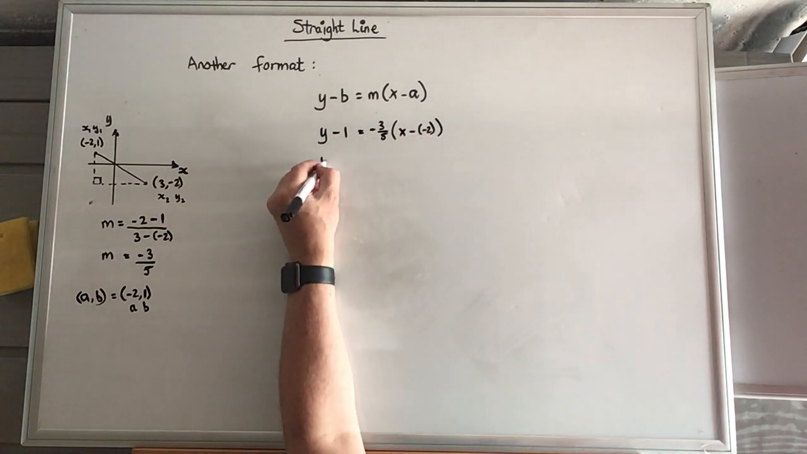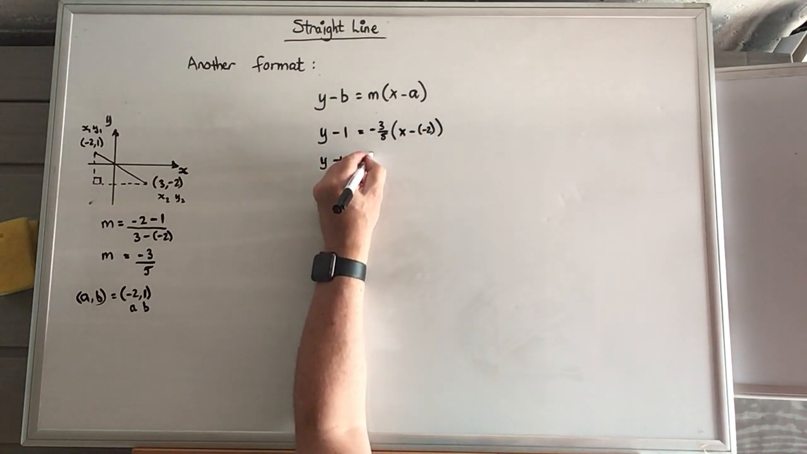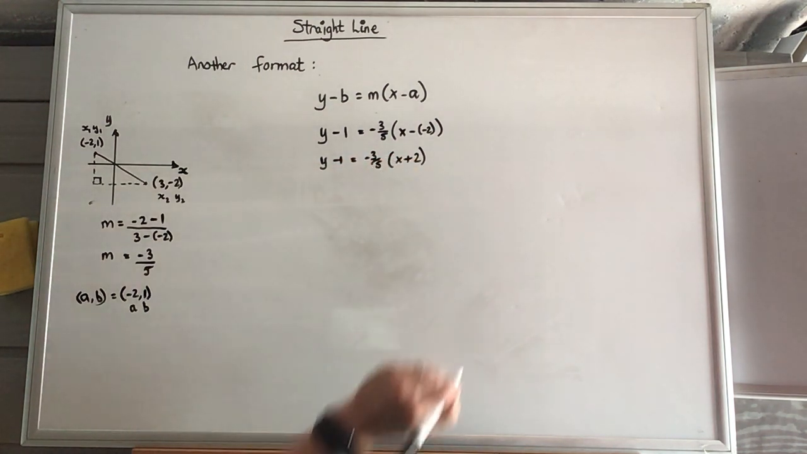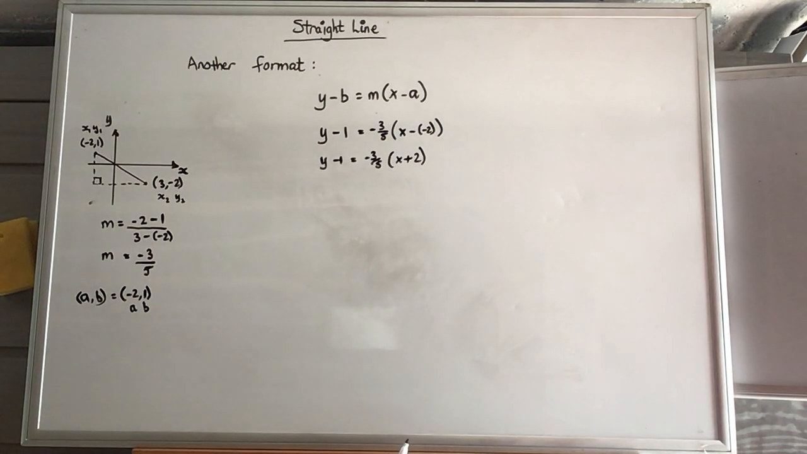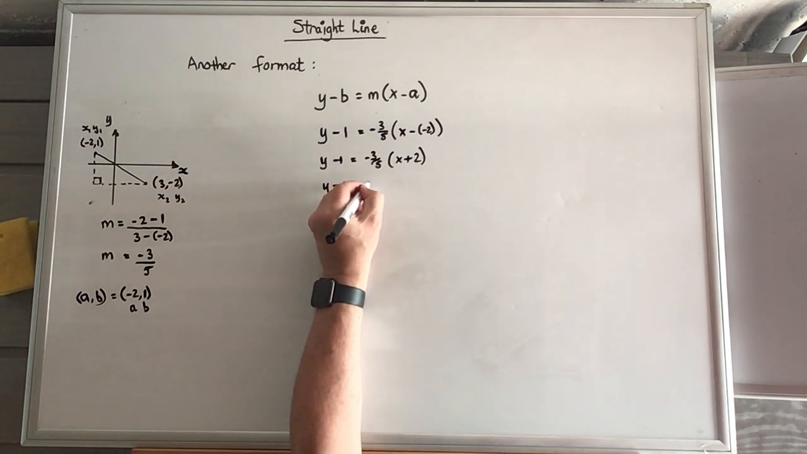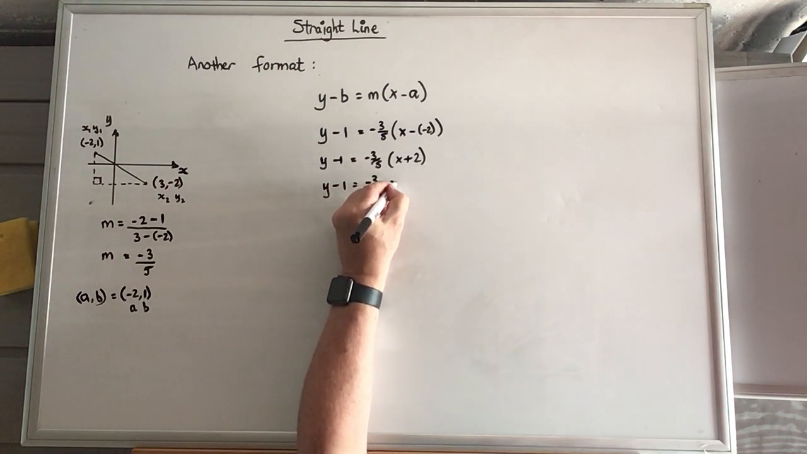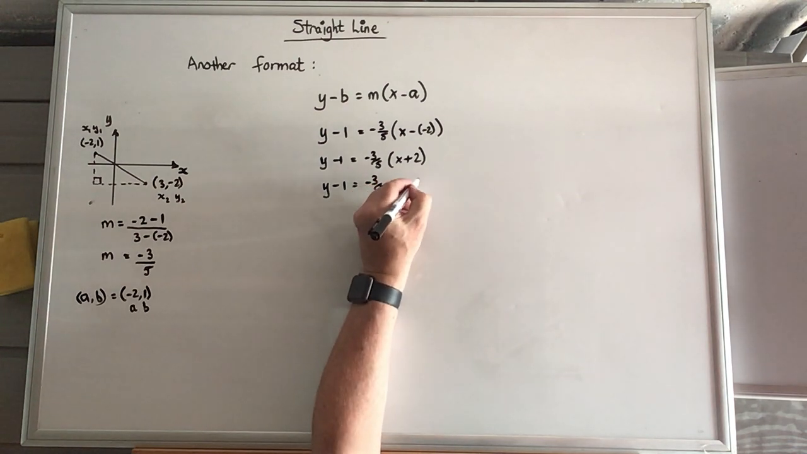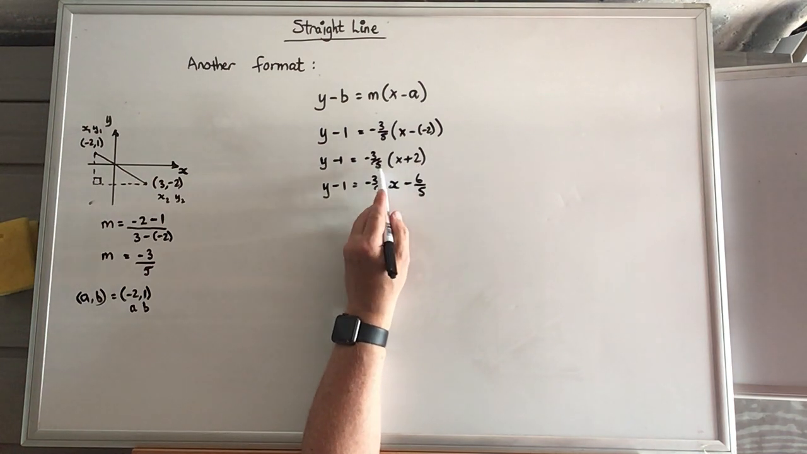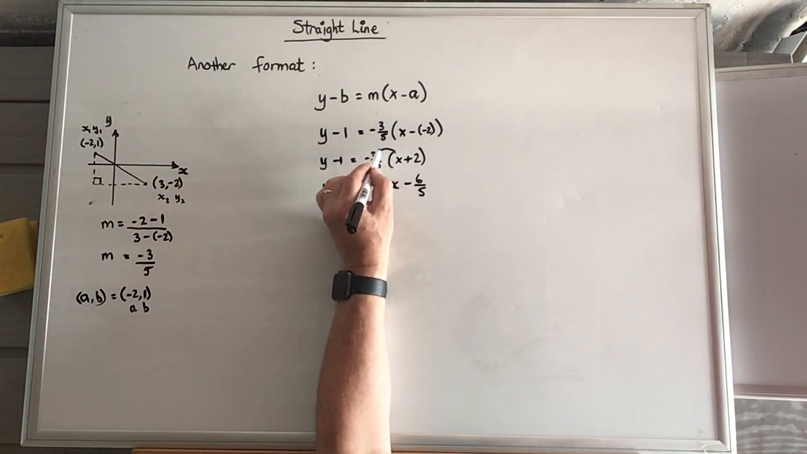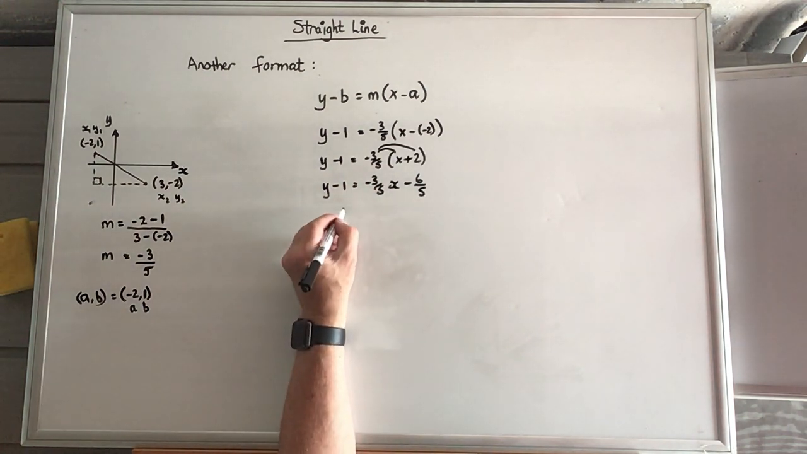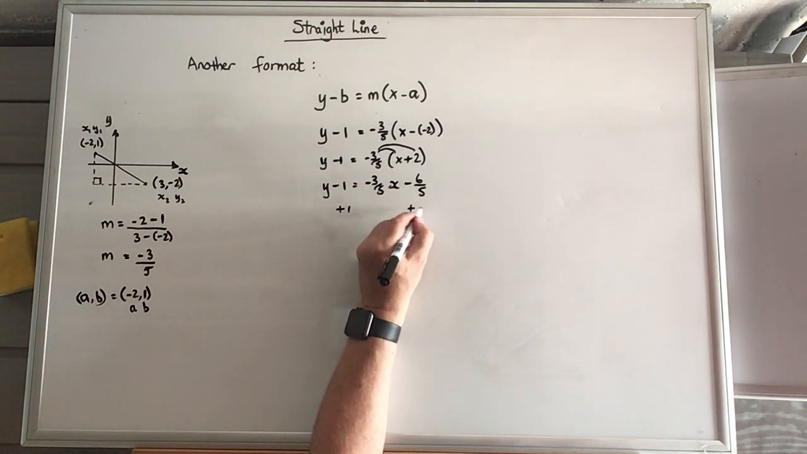So we'll just write that out again in case we make any mistakes. x plus 2. Multiply it all out, so y minus 1 is equal to minus 3/5 x minus 6 over 5. So just be careful with your fractions like that. So what I'm doing here is that times that, that times that. And then I'm going to have to add 1 to both sides, so adding 1 onto here and 1 onto here.